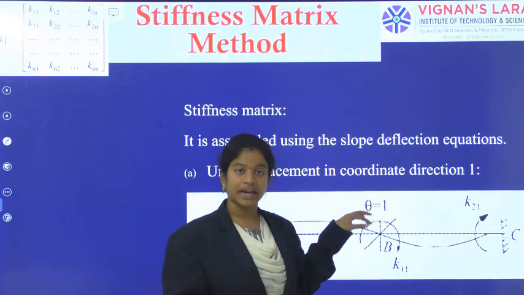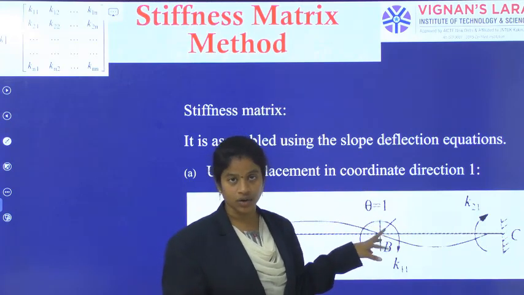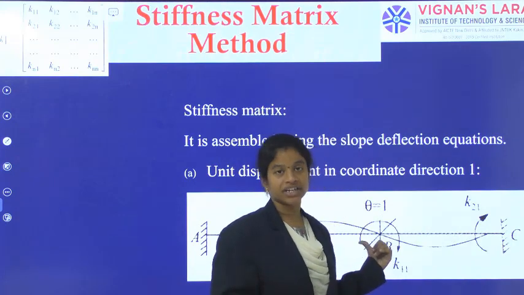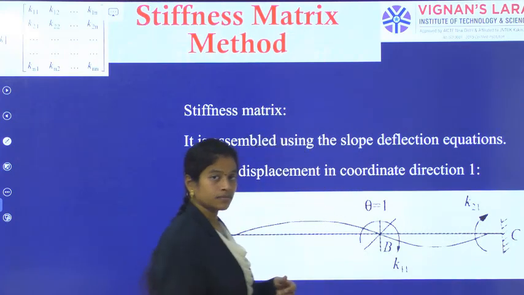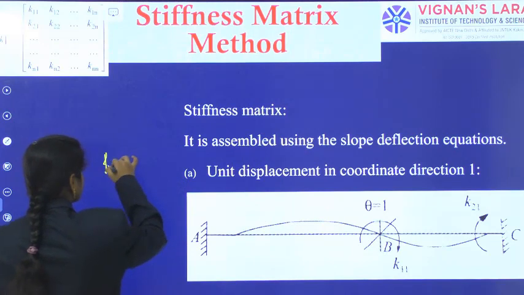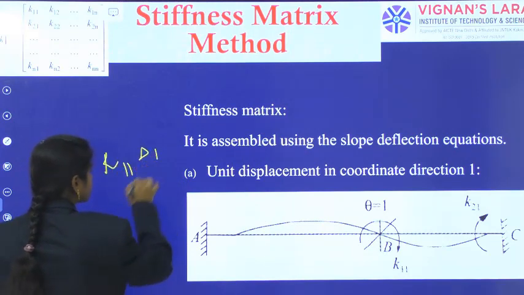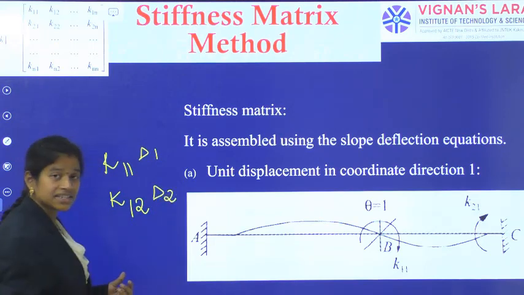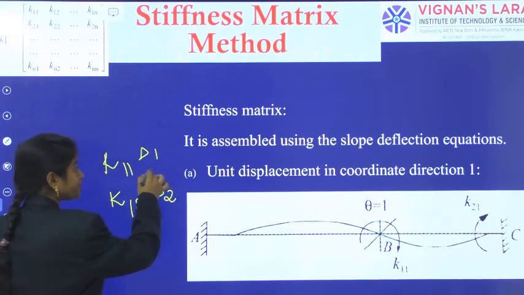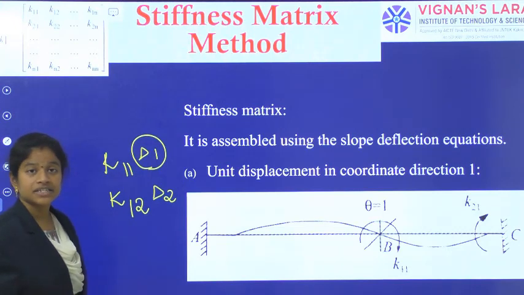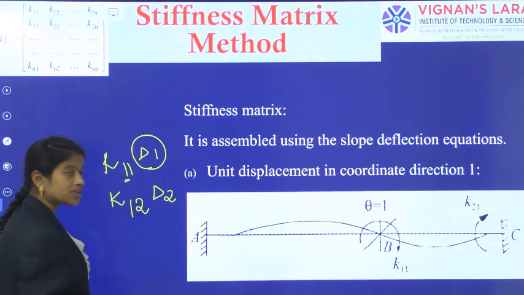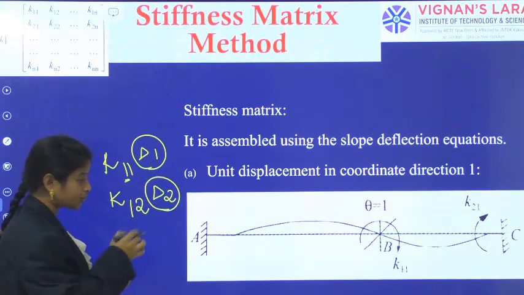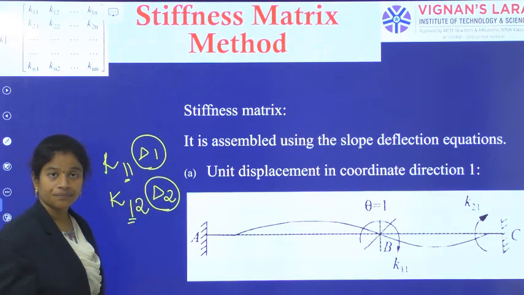Force developed at 1 due to unit rotation at 1. Force developed at 2 due to rotation at 1. So, K11 delta 1, what is it indicating? Due to delta 1 displacement, force developed at 1. Due to delta 2 displacement at 2, force developed at 1.